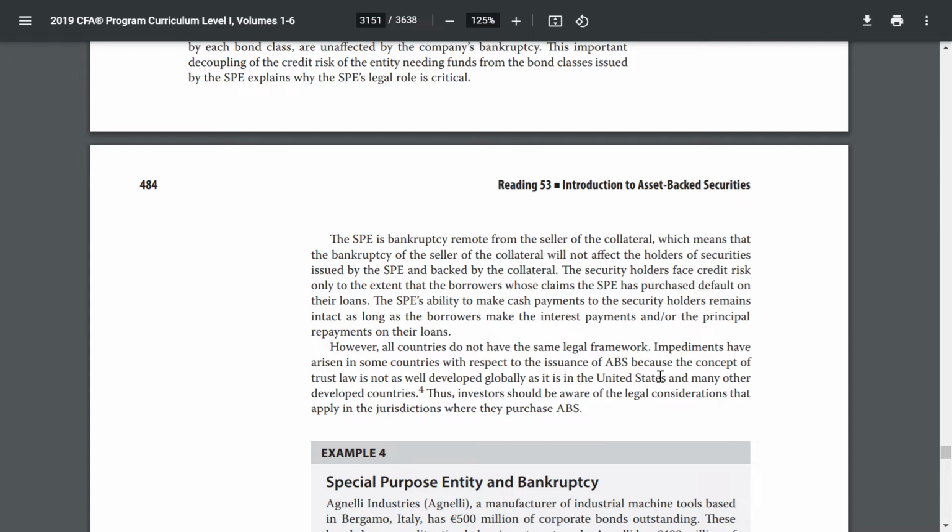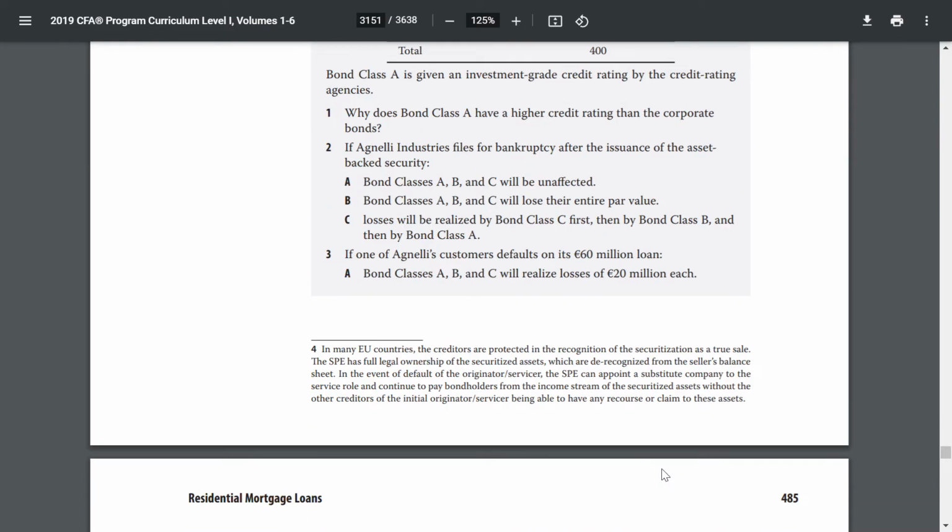However, all countries do not have the same legal framework. Impediments have arisen in some countries with respect to issuance of ABSs because the concept of trust law is not always as well developed globally as it is in the US and many other developed countries. Thus, investors should be aware of legal considerations that apply in a jurisdiction where they purchase ABSs.